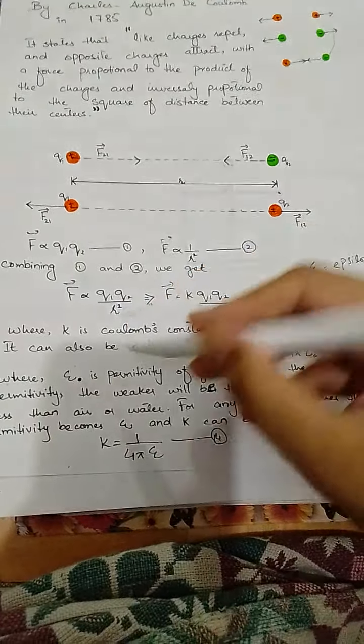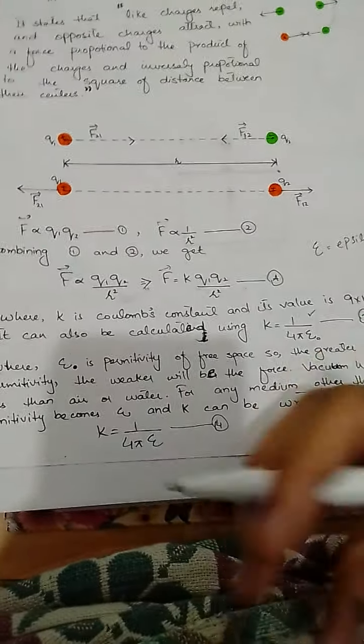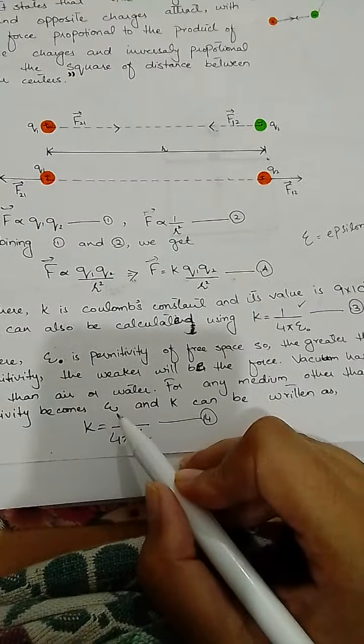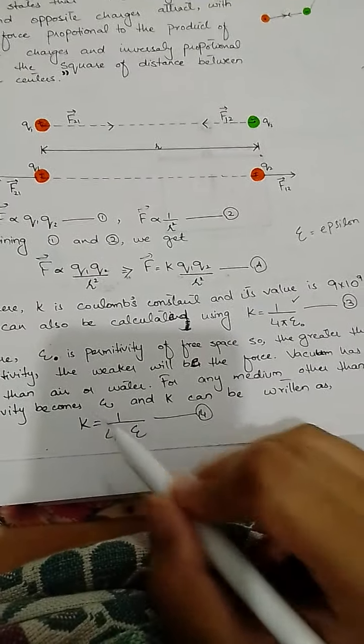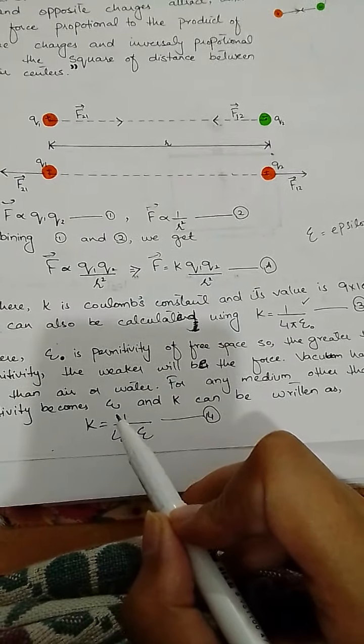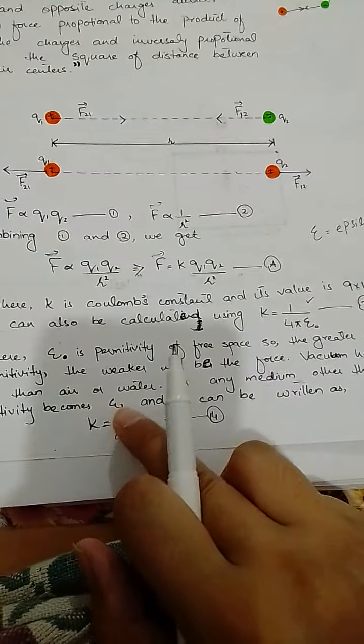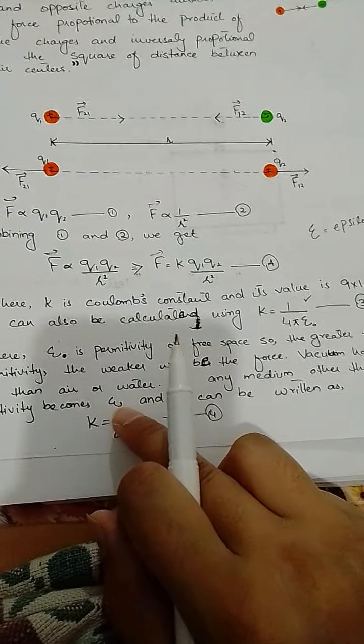Epsilon naught just indicates that this permittivity is for free space, and for any other material we use the symbol epsilon. This value should be given in your numerical problems. So you don't have to memorize the permittivity for water, air, glass, etc. This should be given in your numerical problem.